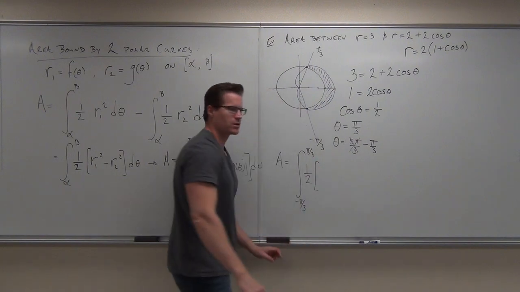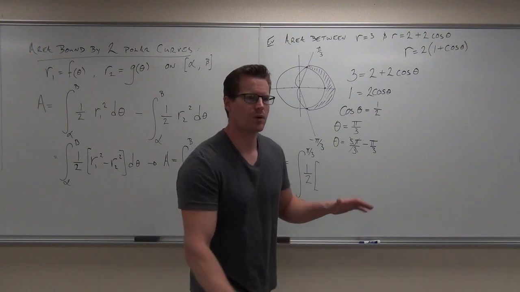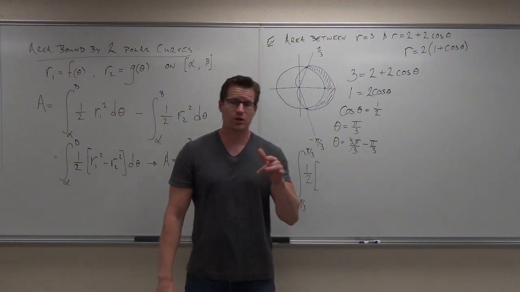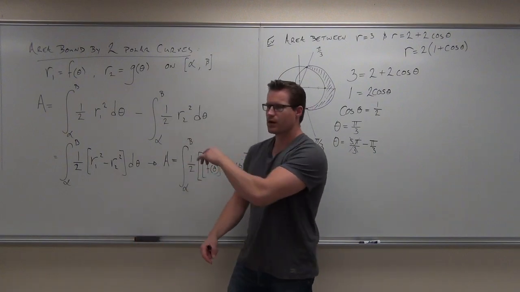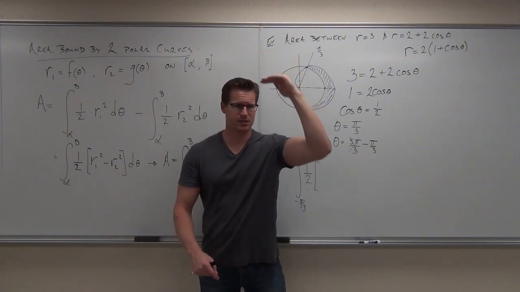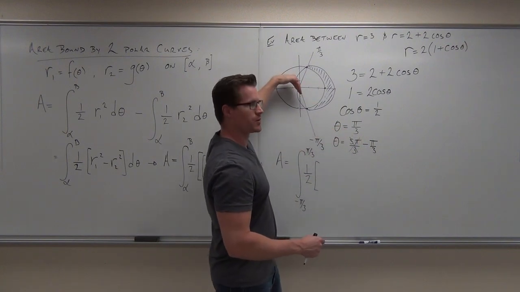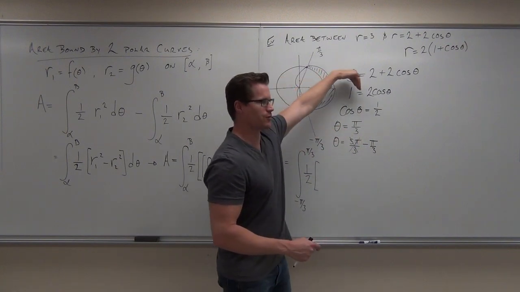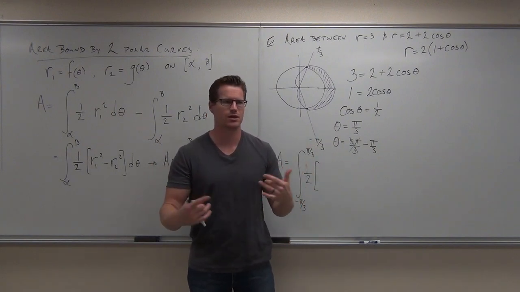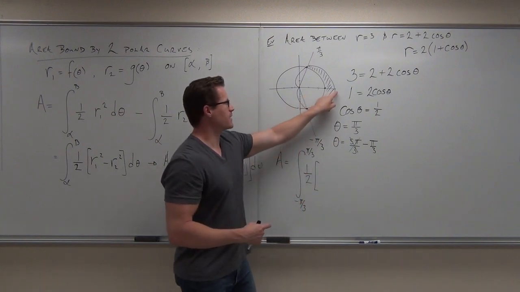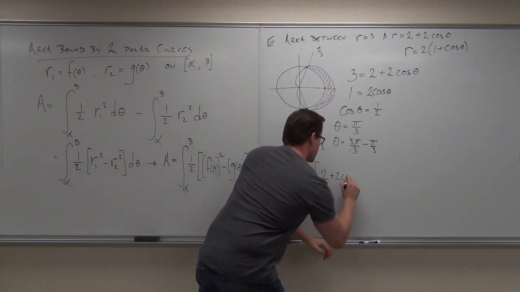One half. What's going to go first? Think about this. When I gave you the curves over here, you took a big curve minus little curve. Big here means the one furthest away from the origin. So, big curve minus little. What's the outside one? Is it the 3 or is it the 2 plus 2 cosine theta? 2 plus 2 cosine theta, that's the outside one. So we're going to have 2 plus 2 cosine theta.